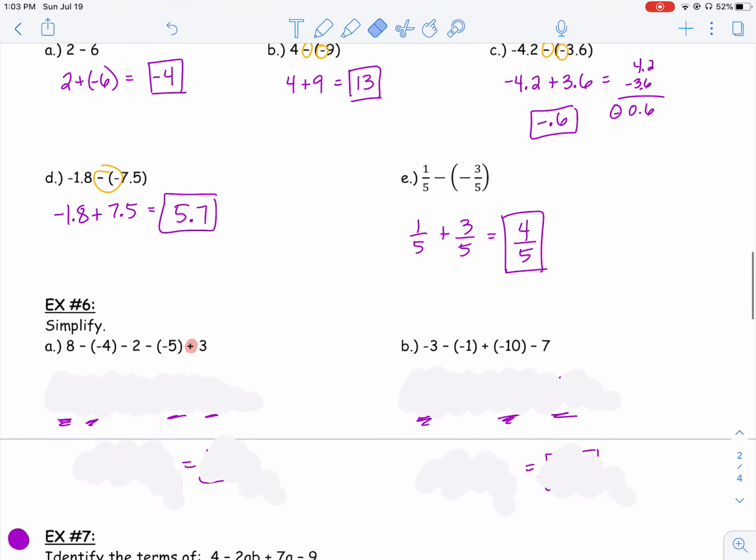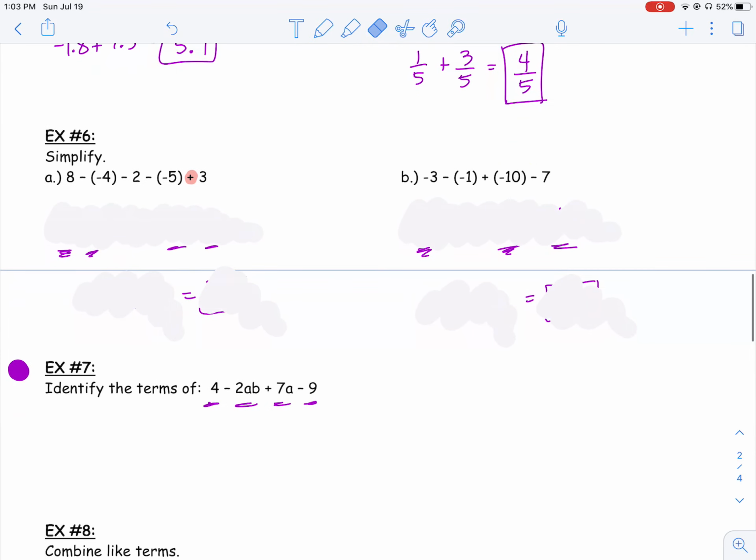What if we get a little more challenging and start to add a whole bunch of terms or numbers? Well, it might be easier to rewrite this problem so that there aren't all of these double negatives or negative signs. So we can rewrite each little part. On this one, I have 8, and instead of subtracting a negative, I can add the opposite of negative 4, which is positive 4. And then instead of subtracting 2, I can add the opposite of positive 2, which is negative 2. And then the opposite of negative 5 is positive 5. And then we still just have a plus 3.